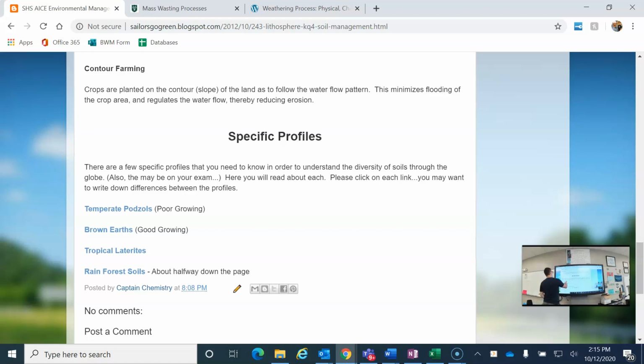Just know that if you see temperate podzols, that's poor growing, and brown earths are good growing. Different types of soils have different things in them. So please go read on those.